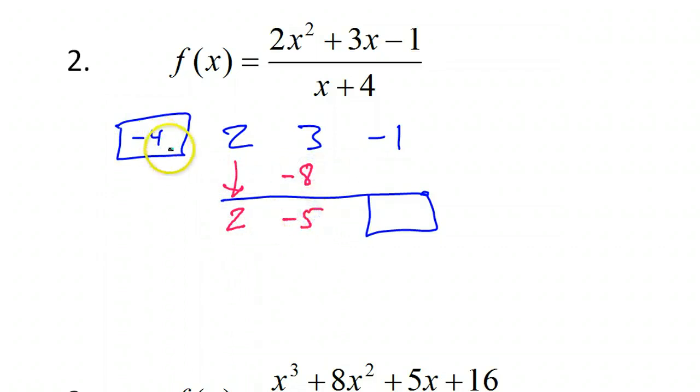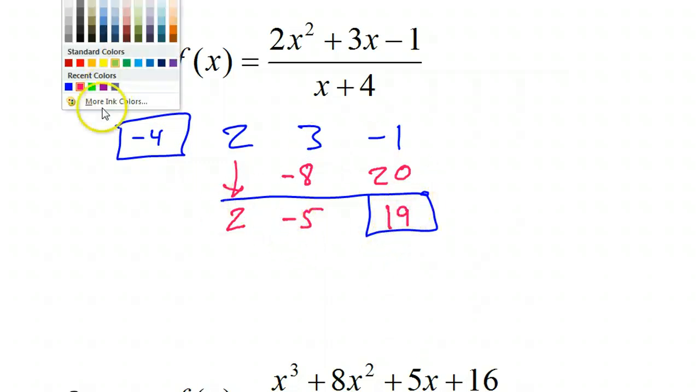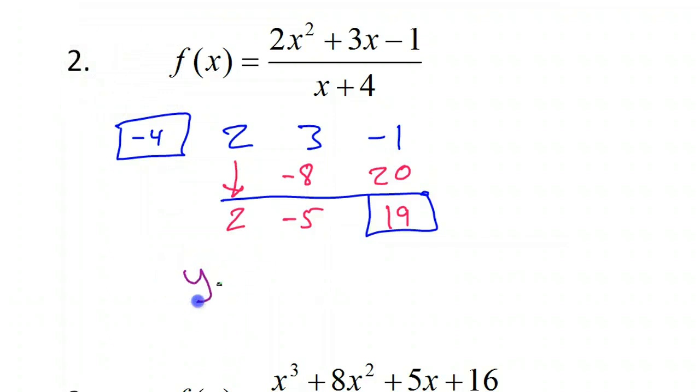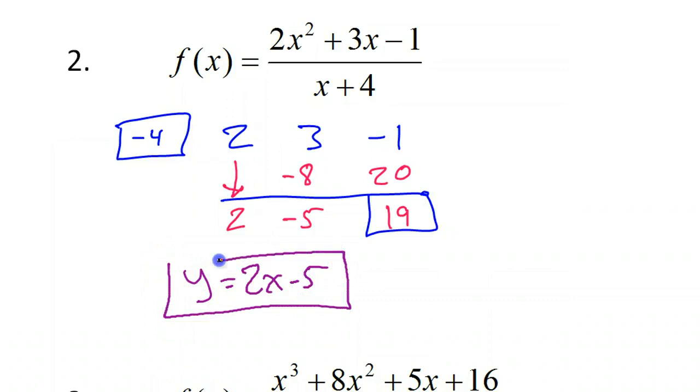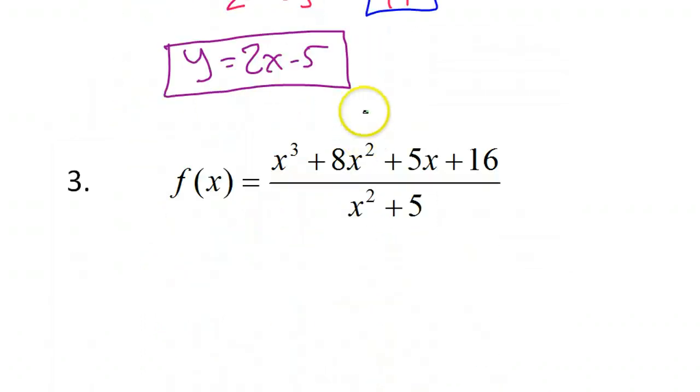That's negative 5. Multiply, you get positive 20. You get a 19, okay? Ignore that. If you put the variables back in, you get 2x minus 5. And that is the equation of the slant asymptote for number 2.